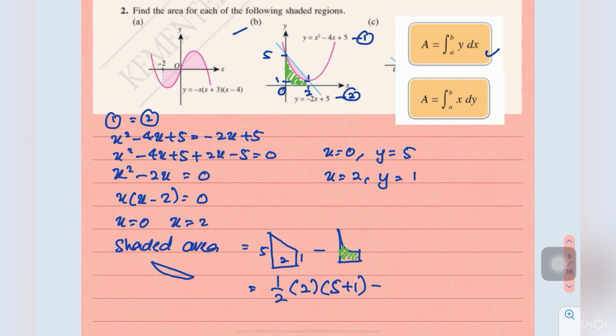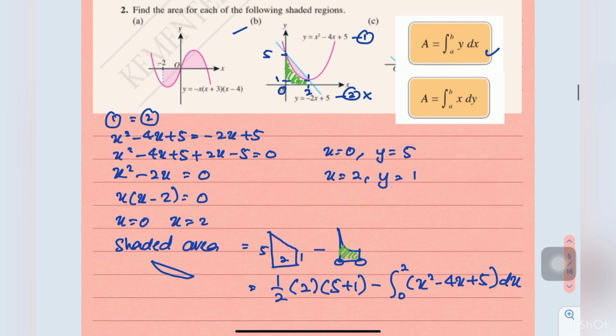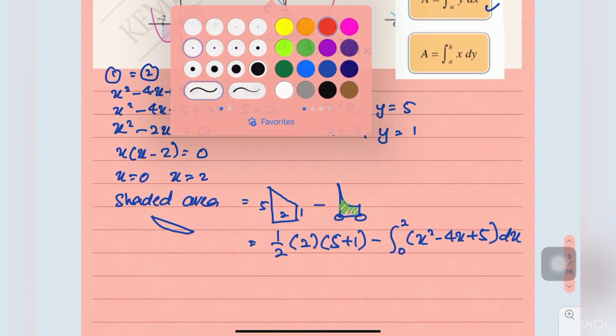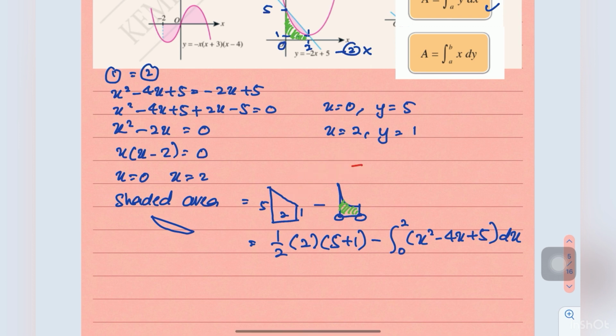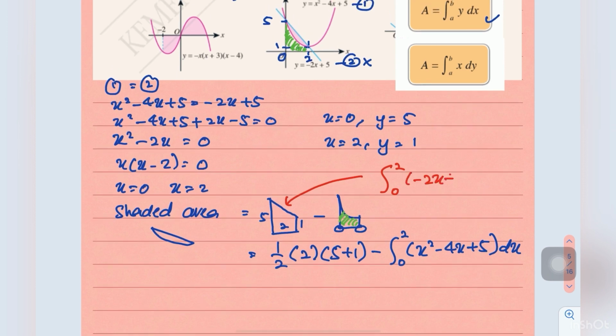For this one, we choose the first formula because the lower and upper limits are values of x, which are 0 and 2. So the integral of y dx. We choose y1, not y2, because the graph under the region is y equals x squared minus 4x plus 5. So the integral of x squared minus 4x plus 5 dx. For the trapezium, you could also integrate from 0 to 2 the straight line, negative 2x plus 5 dx, but I prefer to use the formula of the trapezium.